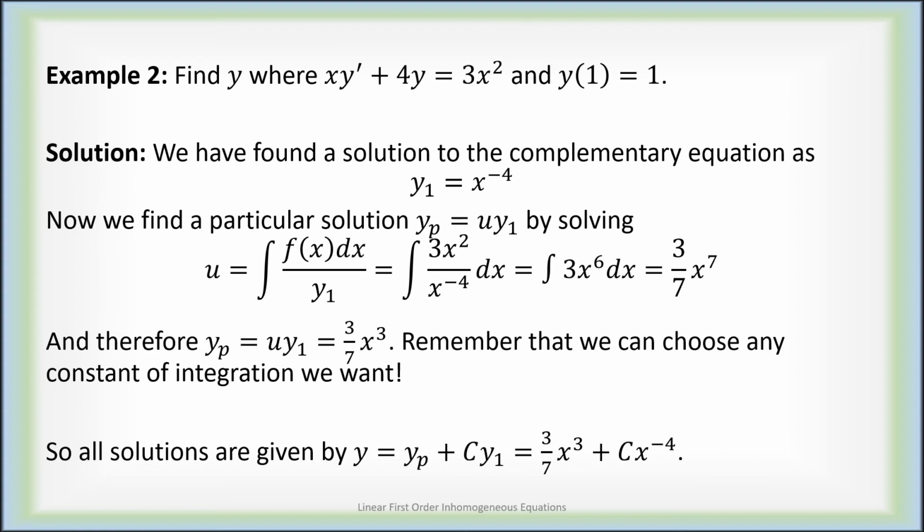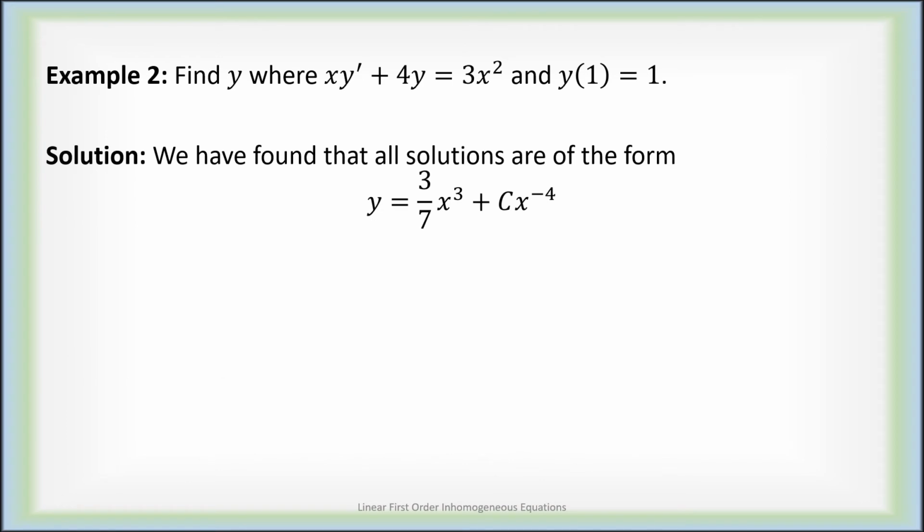Now that we have found a single particular solution to the inhomogeneous equation, all possible solutions must be given by that particular solution, 3/7 x cubed, plus an arbitrary constant times the solution to the complementary homogeneous equation, x to the minus 4th. So we now know that all possible solutions to our differential equation are of this form. y must be 3/7 times x cubed plus an arbitrary constant times x to the minus 4th.